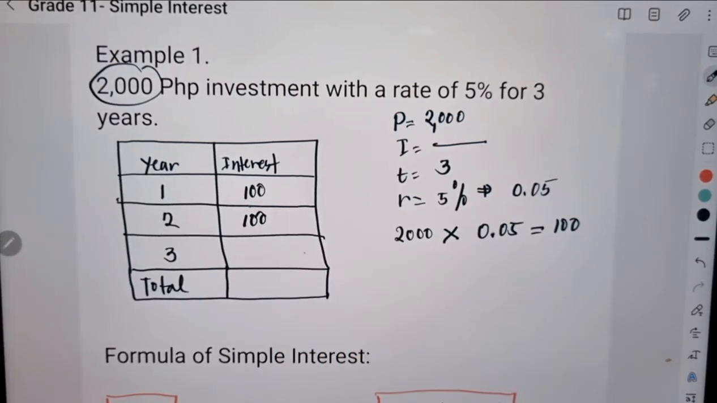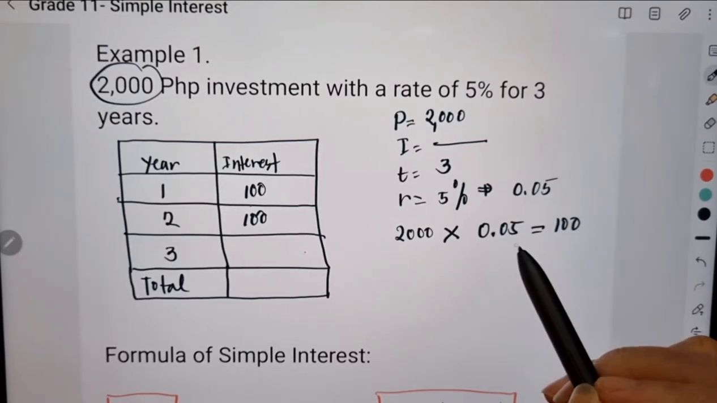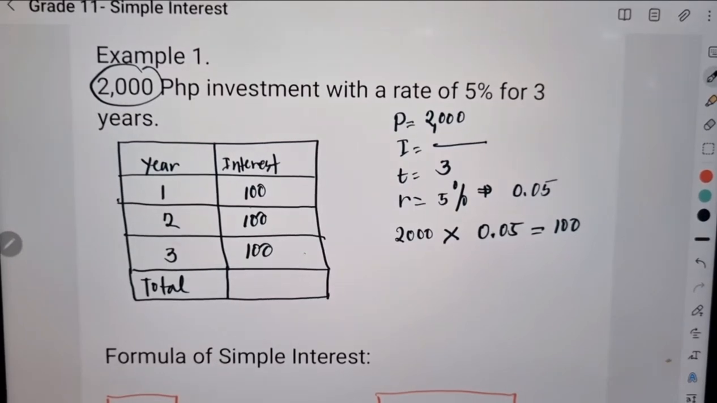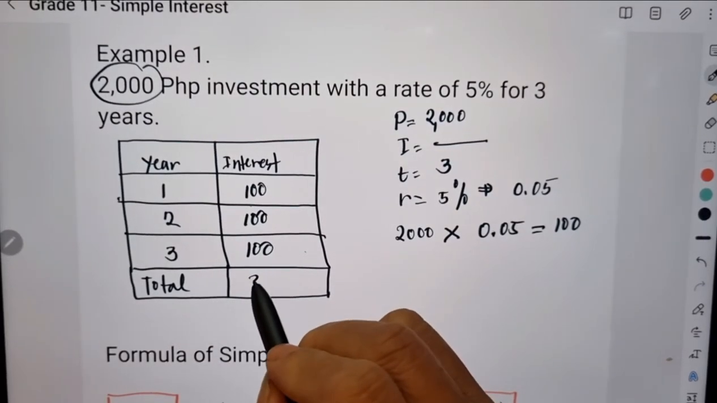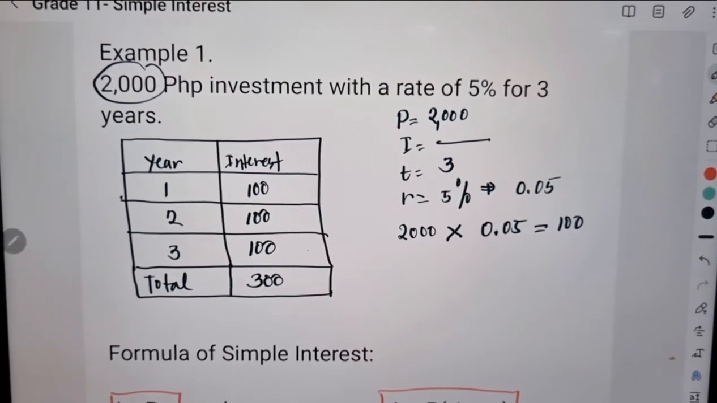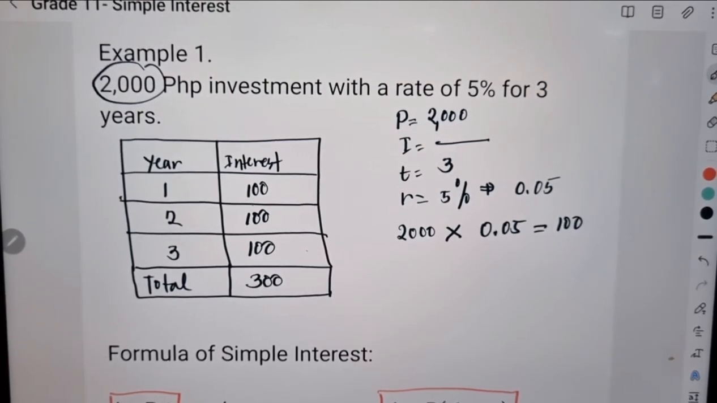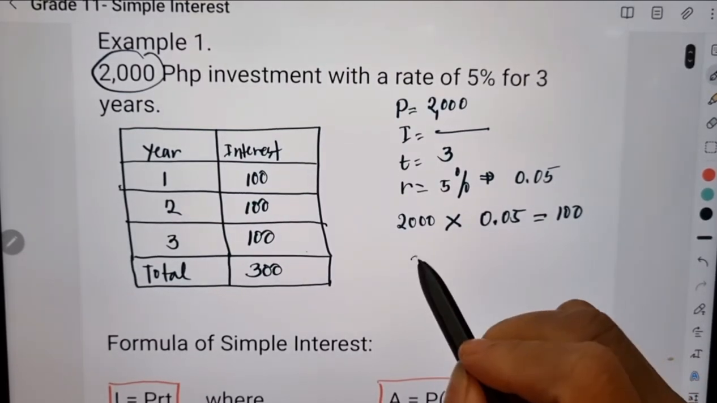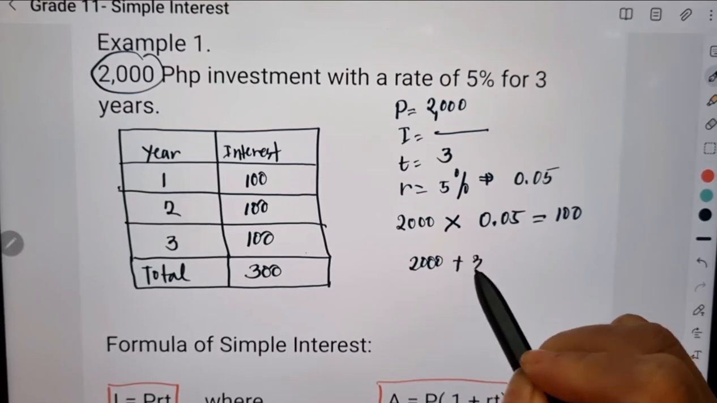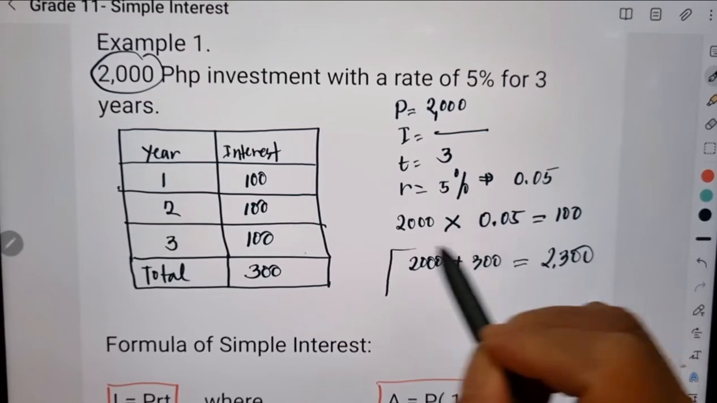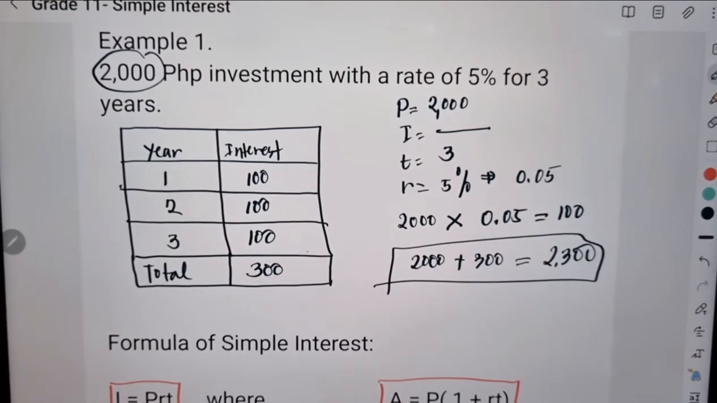Sa year 2, ganun din. Maging 100 uli, sa 2,000 uli, times 0.05 uli. And sa year 3, another 100. So, ang total interest mo ngayon ay 300 pesos for 3 years. Okay? So, magkano na lahat ang final amount mo ng investment mo? 2,000 plus 300, meron ka na ngayong 2,300. Okay? So, ganun lang kadali kung paano i-compute yung interest.